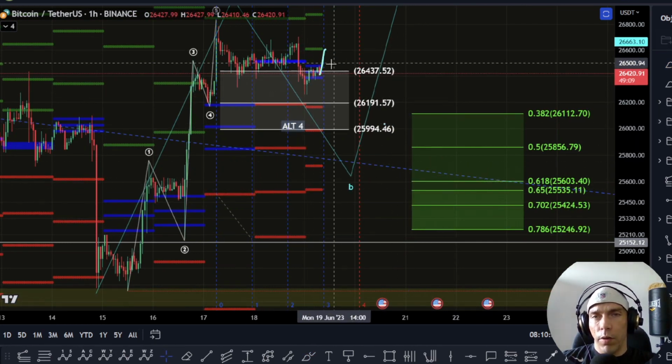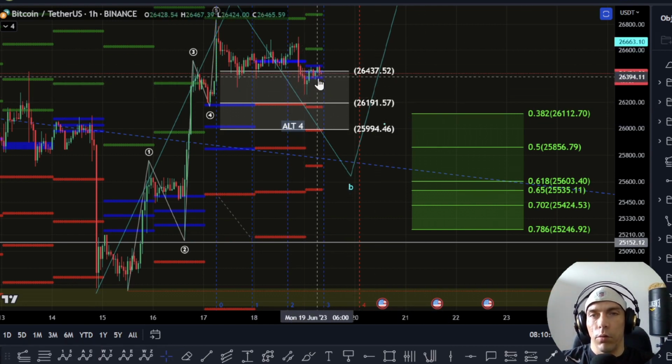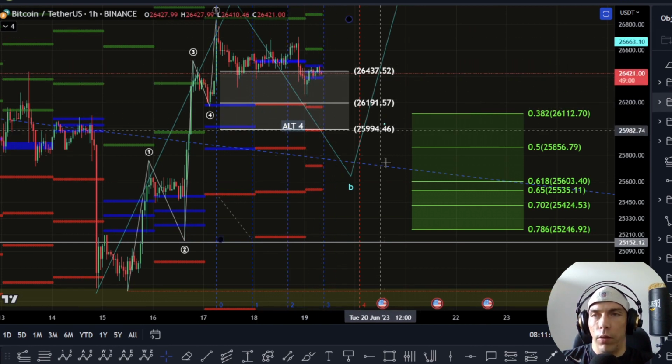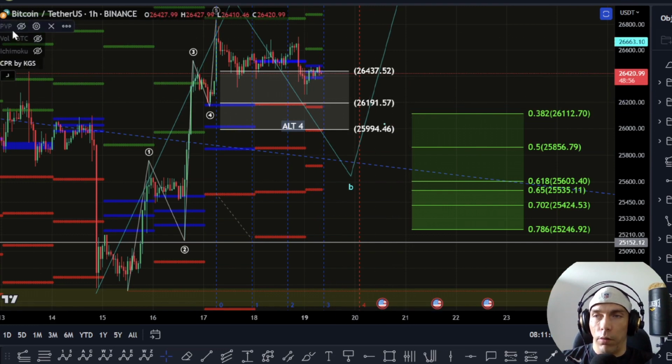So I'm going to be keeping an eye on these levels as we see the day go on, and see if we do start to either break back above these, or whether we continue to reject down and start to follow that more bearish scenario here, or whether this is just a bigger corrective move.